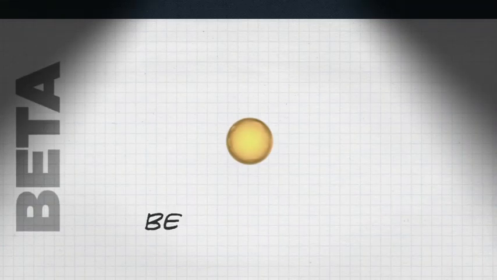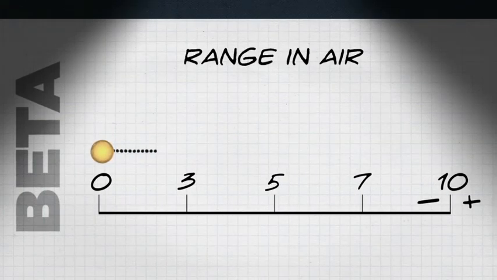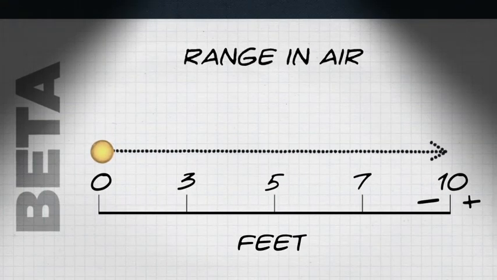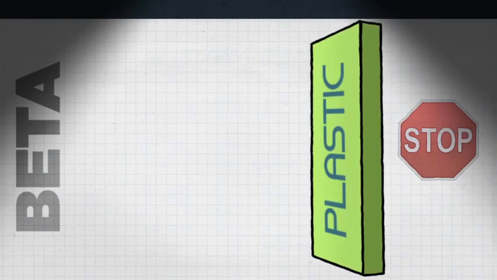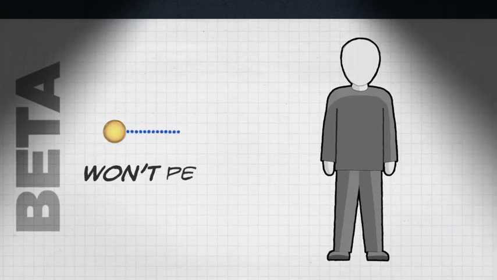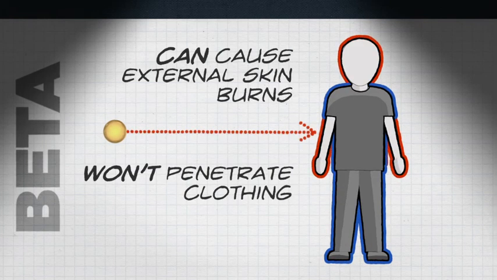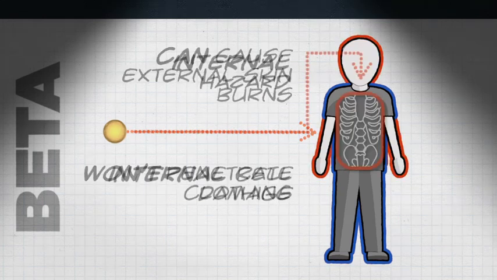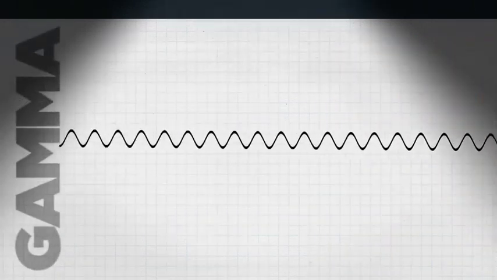Beta particles are also particles, not rays. They're very similar to electrons, and they have a longer range. They can go up to several feet in air, and it would take maybe 1 inch of plastic or so to block beta particles. Many of them can penetrate a layer of clothing. If they're on skin, they can cause skin burns. So beta particles represent an external hazard on the skin because they can penetrate the outer layer of skin, but also an internal hazard.